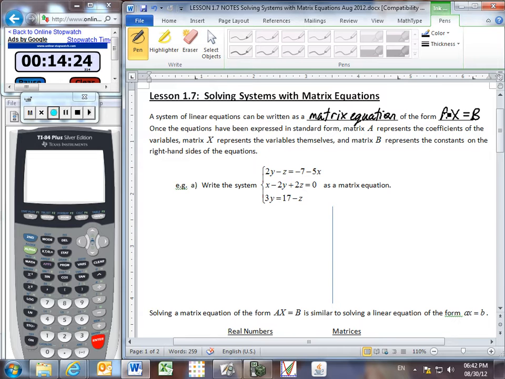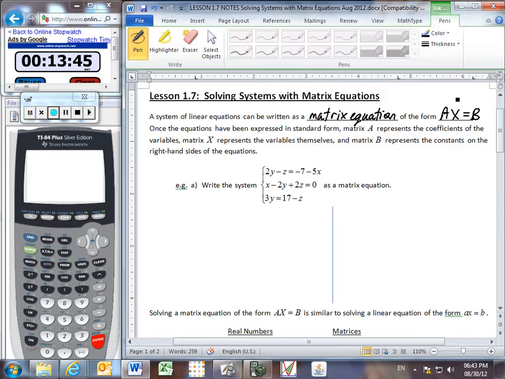So we first have to put our equations from the system of equations into standard form. Very important that they are in standard form first. If they are in standard form, matrix A in our matrix equation represents the coefficients of the variables. Matrix X represents the variables themselves. This is the x or the y, or maybe the x, y, and z that we are solving for. And matrix B will be those constant values on the right-hand sides of the equations.